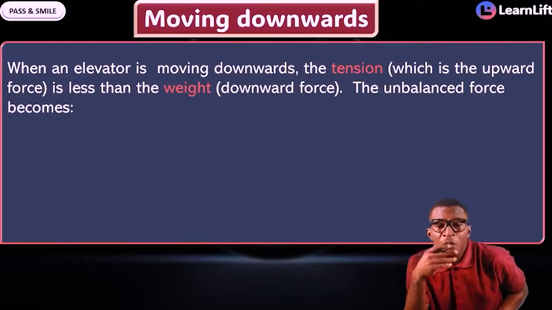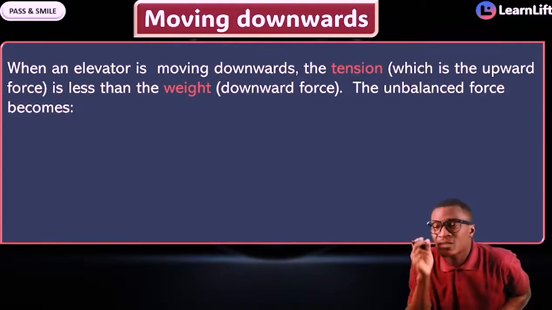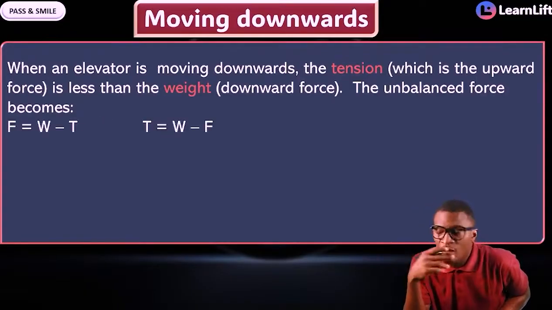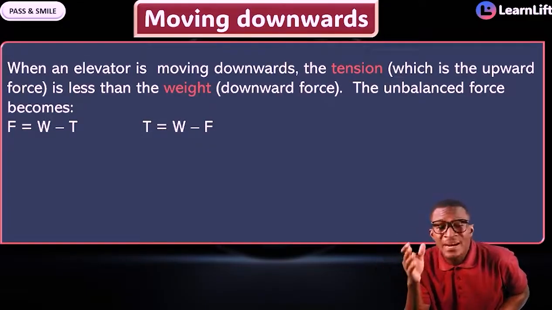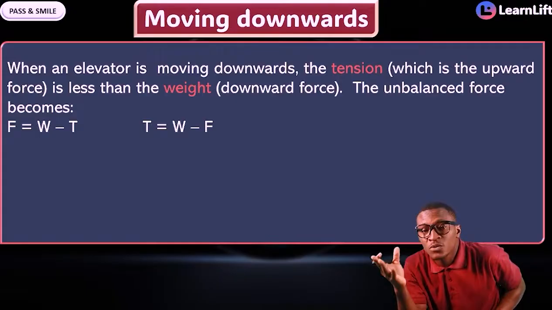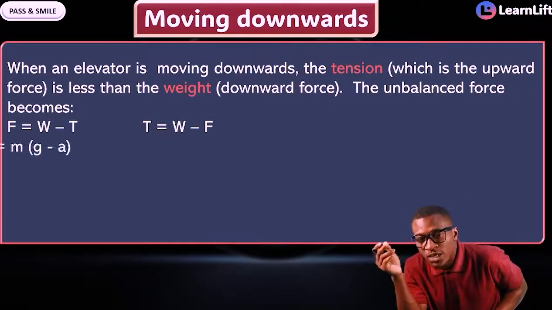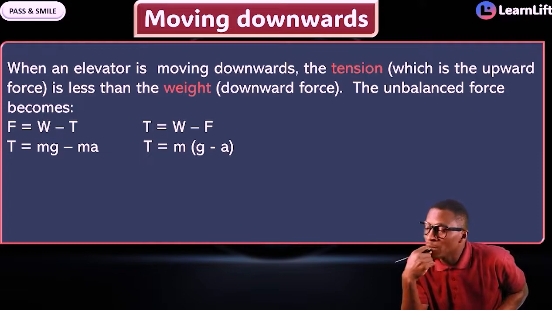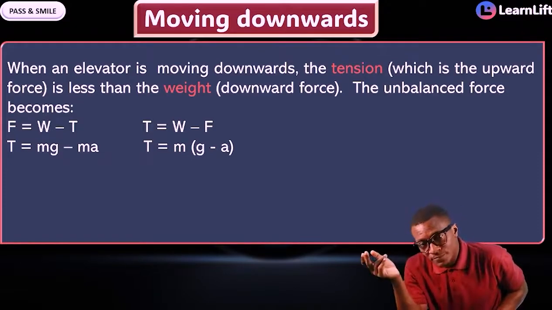Now let's still explain that, putting that in writing. When an elevator is moving downward, the tension, which is the upward force, is less than the weight. Therefore, there's an unbalanced force. That unbalanced force becomes F equal to the weight, which is greater, minus the tension. Therefore, if we make tension the subject, tension will be equal to weight minus F. Weight is mg, force is ma, so T is equal to mg minus ma, which is T equals m(g - a).